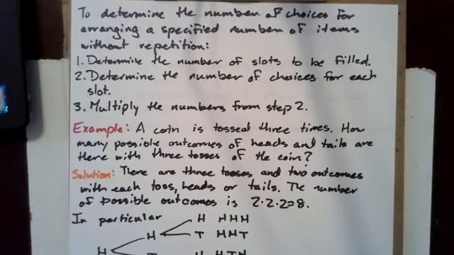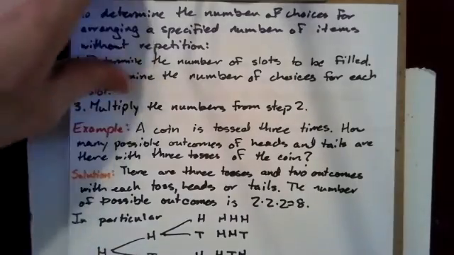To determine the number of choices for arranging a specified number of items without repetition, first determine the number of slots to be filled, then determine the number of choices for each slot, then multiply the numbers from step 2.